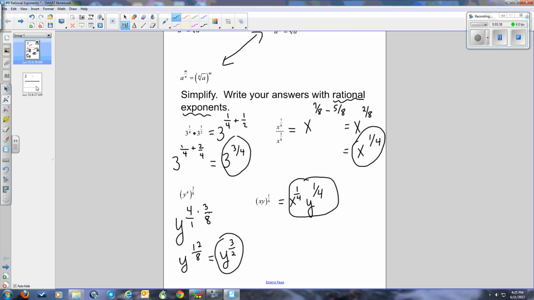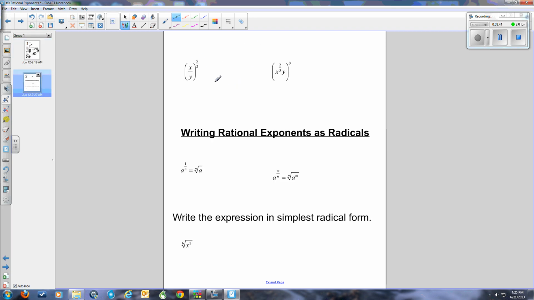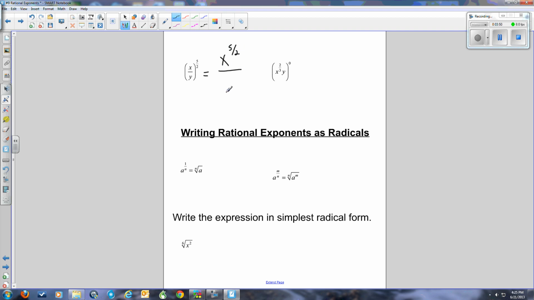Let's go on to the next page. Let's say we have x over y all raised to the 5/2 power. So we have to raise the numerator to the 5/2 power, so we have x to the 5/2, and the denominator to the 5/2 power, so we have y to the 5/2. Those are not like bases, so we cannot do anything else to simplify. We have x to the 2/3 y raised to the 0 power. Anything raised to the 0 power, remember, is always equal to 1, so our answer is just 1.